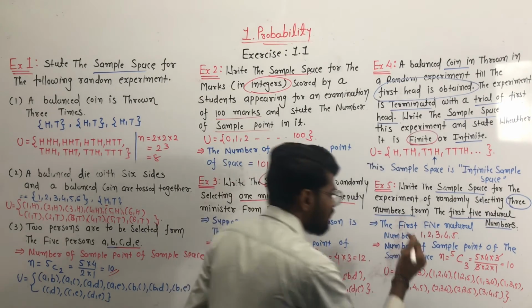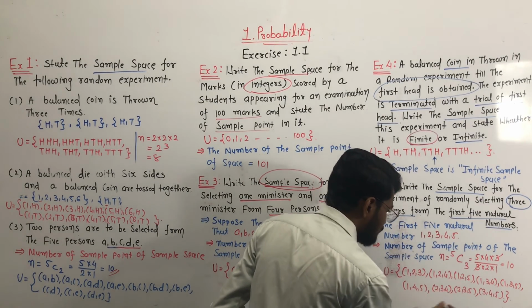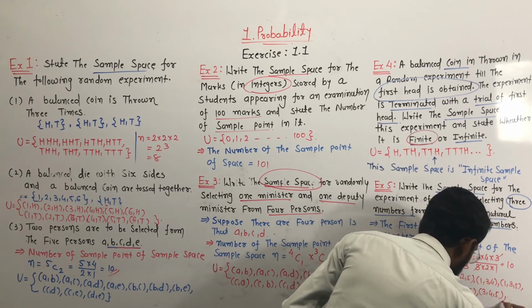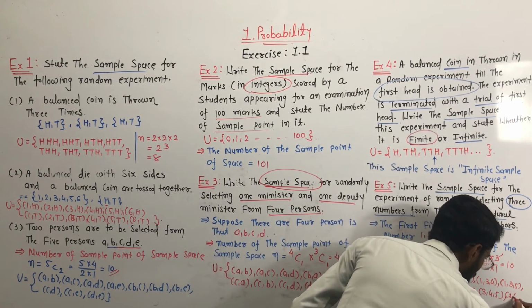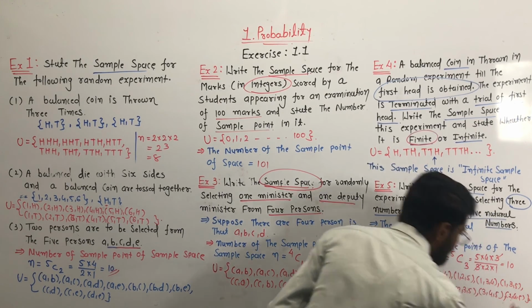Sorry, one more is 2 4 and 5. Yes, 2 4 5 we have not written, so the last one is 2 4 5. Yes, so this is our sample space.